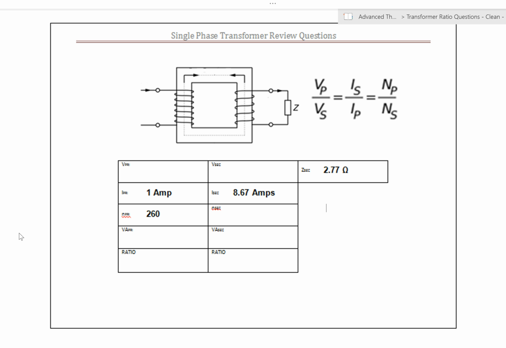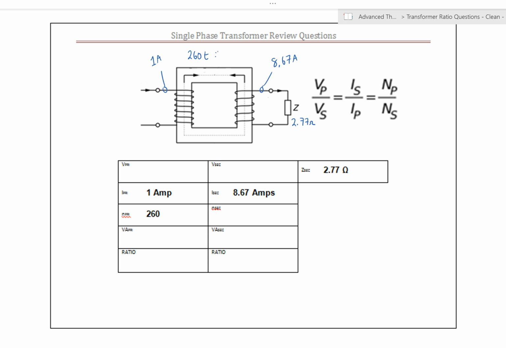So we'll start off here with the current. It looks like I've been given the current on the primary being 1 amp. Looks like the current on the secondary is 8.67 amps. And what else do we know? We know the impedance here is 2.77 ohms. We're not sure what type of load that is, but it has a Z of 2.77 ohms. And we know that the primary number of turns is 260 turns on the primary.